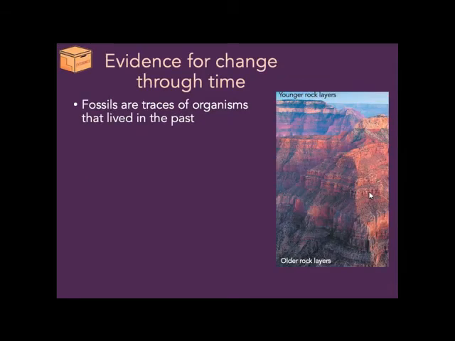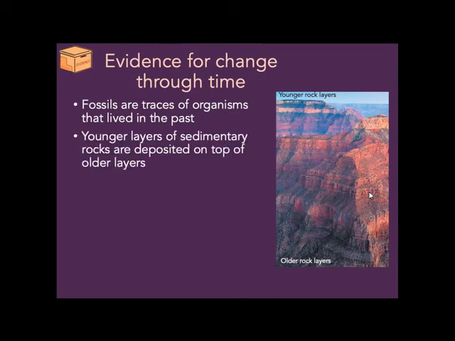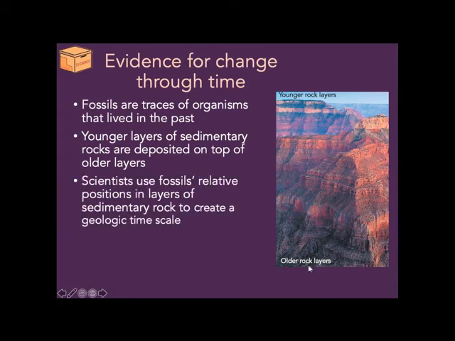All right, now we're going to go through a series of pieces of evidence for change through time. The first piece involves the fossil record. A fossil is just a trace of an organism that lived in the past. If you look at areas in which you have layers upon layers of sedimentary rock, the youngest layers of sedimentary rock are deposited on top of the older layers. So these are the younger layers, and then way down at the bottom are the older layers.